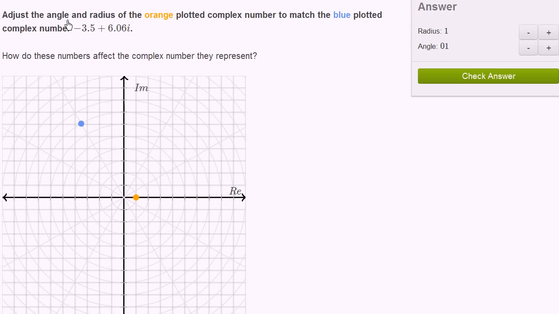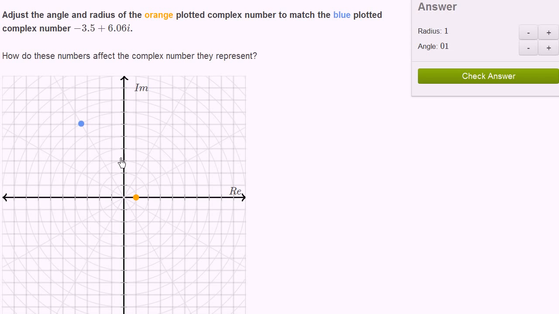We're asked to adjust the angle and radius of the orange plotted complex number, so that's this right over here, to match the blue plotted complex number, negative 3.5 plus 6.06i. So this is this one right over here.